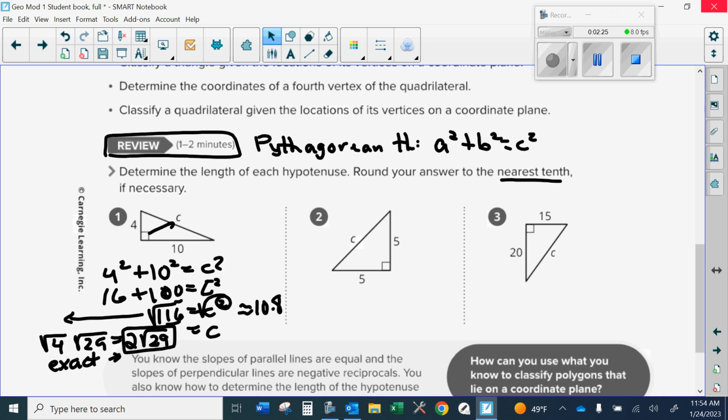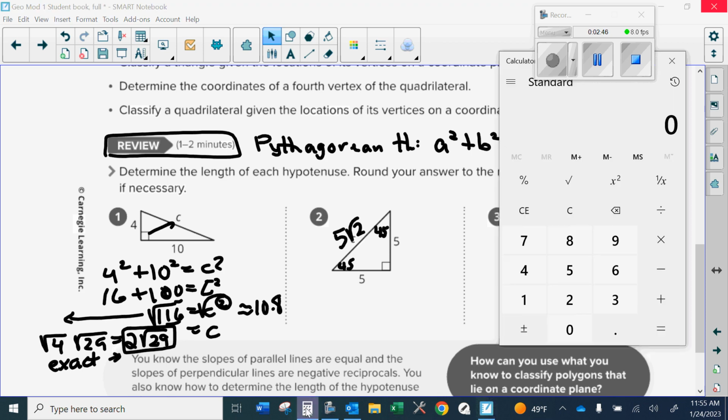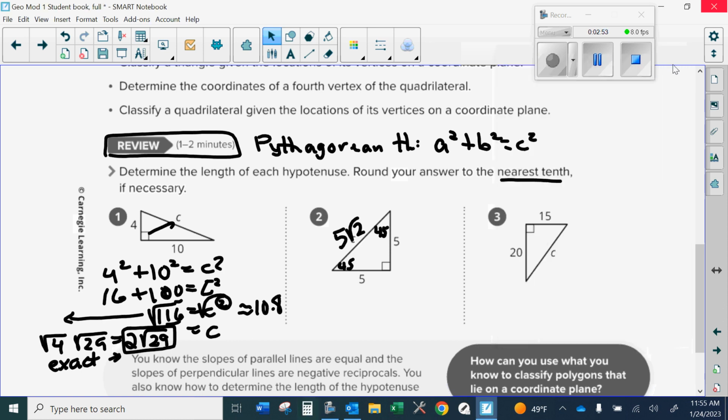Okay, here we have 5, 5, and c. Well, since we've already done 30-60-90s and 45-45-90s as special right triangles, I should automatically know that's an isosceles right triangle. So it's a 45-45-90. And then I should know the hypotenuse is root 2 times longer than the legs. So it's 5 root 2 for the exact answer. Of course, now I need to type it in the calculator. I have 5 times the square root of 2 equals 7.1 to the nearest tenth. So approximately 7.1.